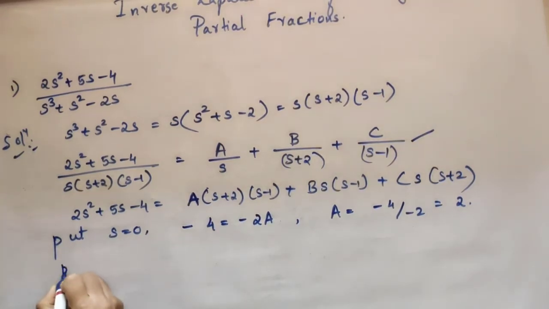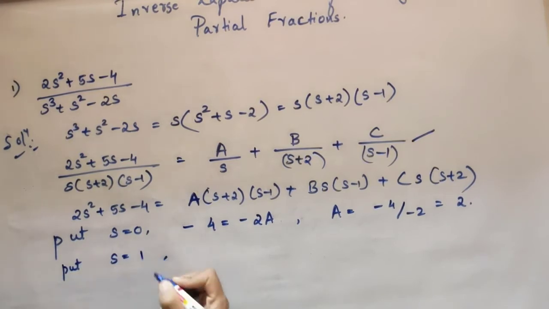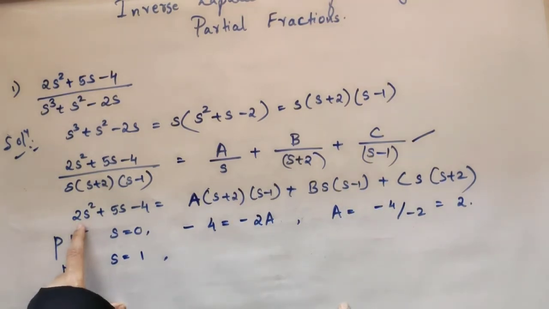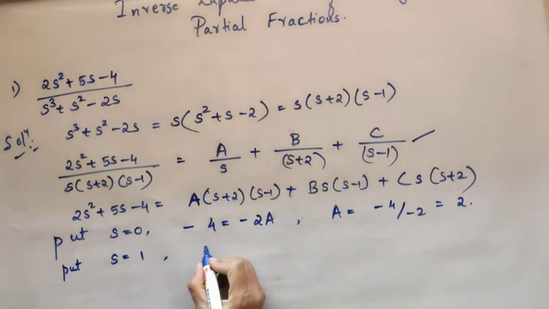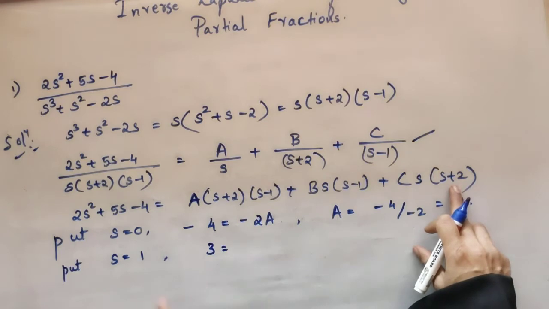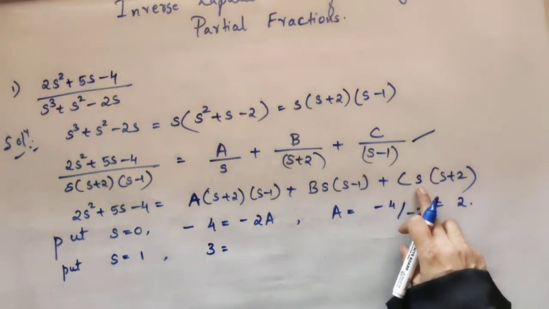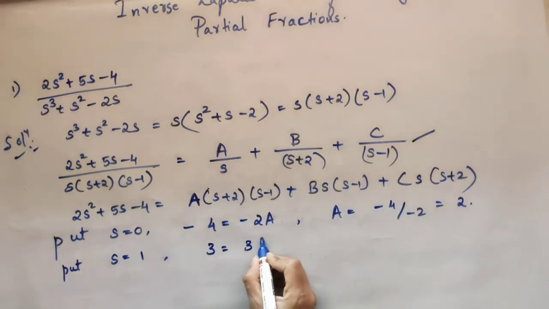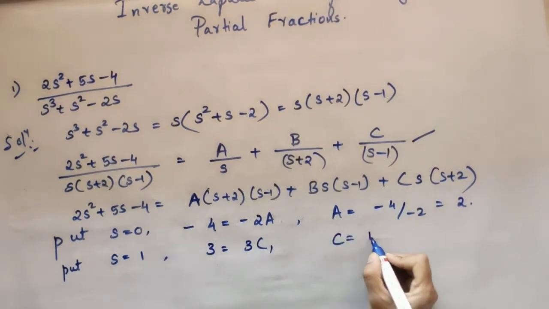Similarly, when you put s equal to 1, the A and B terms turn 0. But on the left side, it is 2 times 1 square, which is 2, plus 5 into 1, which is 5. So 2 plus 5 is 7, 7 minus 4 is 3, the LHS becomes 3. When s equals 1, only this term remains: C into 1 into 3, that is 1 plus 2, 3. So 3C you will get, or C equals 1. This is one thing.